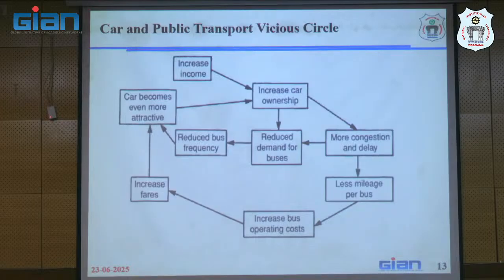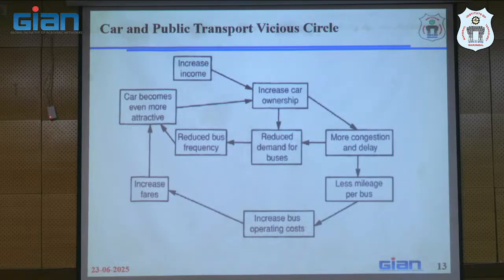If you see the vicious circle of the car and the public transport system, with increased income levels, increasing car ownership or private transport mode can be expected. So more and more congestion and delays can be expected, and less mileage for the bus. If you take an average 1 lakh population, what is the mileage traveled by car, by two-wheeler, and by bus? Comparing these, the bus mileage traveled is less compared to that of the two-wheeler and the car.